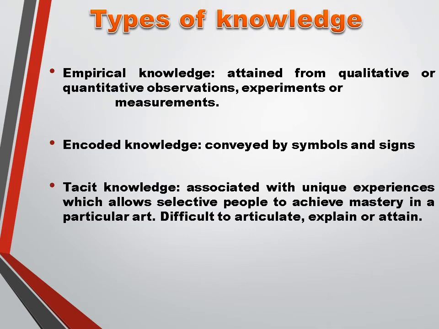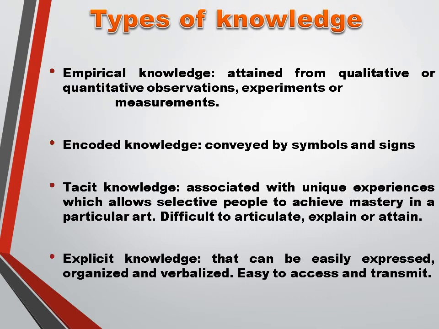The next type of knowledge is explicit knowledge. Just opposite of static knowledge, explicit knowledge can be easily expressed. It can be organized and verbalized. We can transmit this type of explicit knowledge in words. We can quickly codify it and we can express it to others, or we can pass it on to others. So that is explicit knowledge.